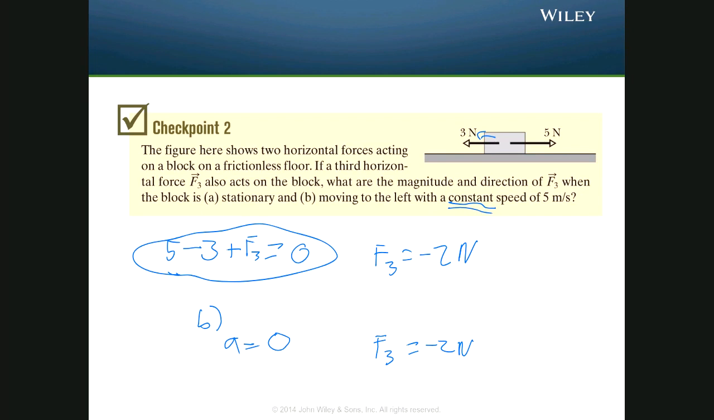Yes. F1 plus F2 plus F3. Sorry, F1 plus F2 plus F3. Yeah, you're right. Because it's -3 in this direction. This is F1, and this is F2.